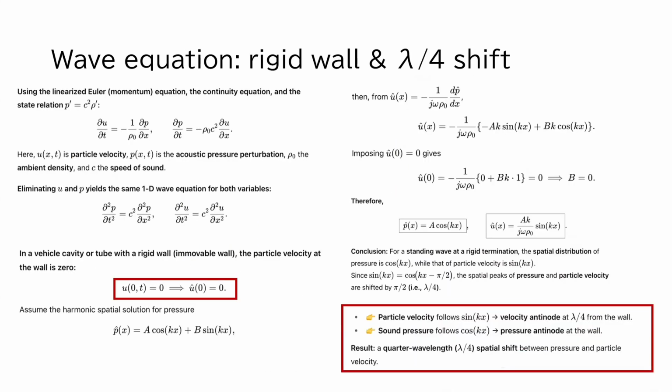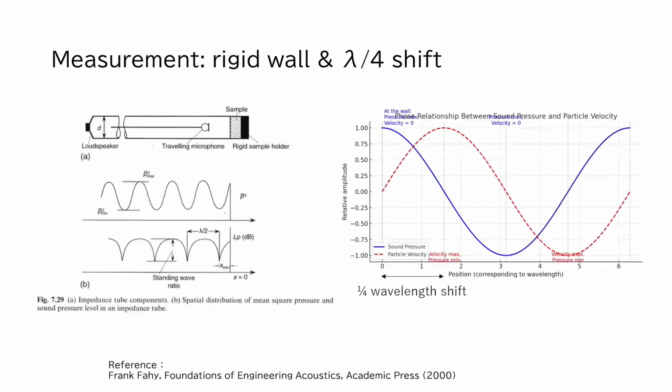At a rigid wall, reflection forms a standing wave. Pressure is maximum at the wall, particle velocity is zero. On the other hand, at 1/4 wavelength from the wall, particle velocity is maximum. Placing a porous absorber here maximizes absorption. It is theoretically proven. Now look at the measurement results.